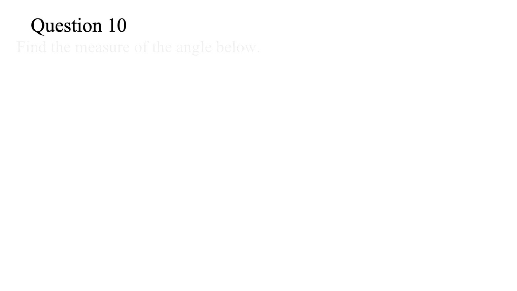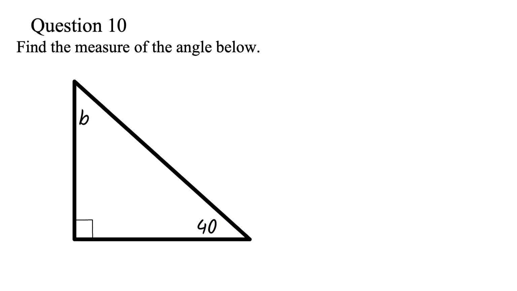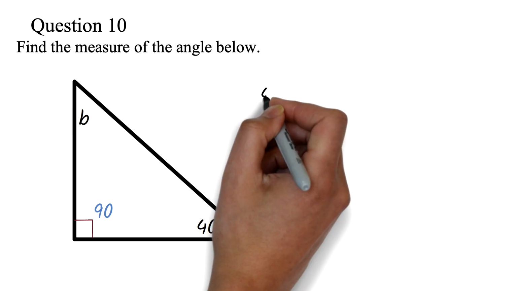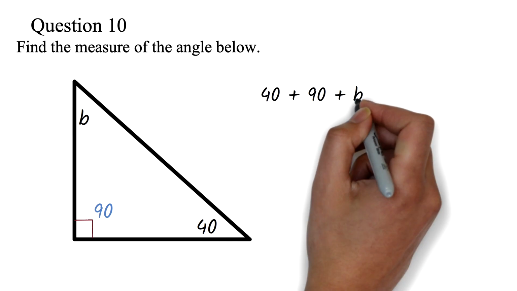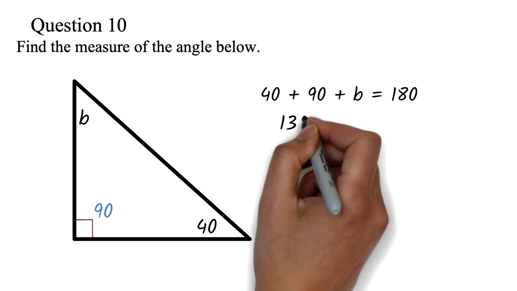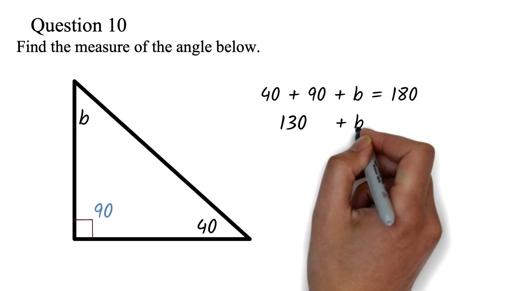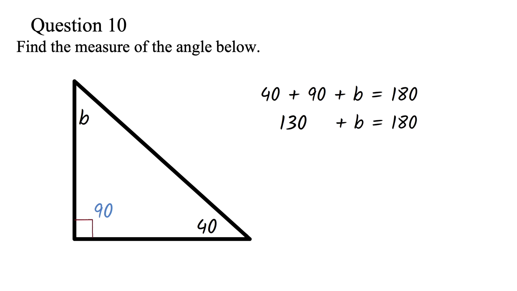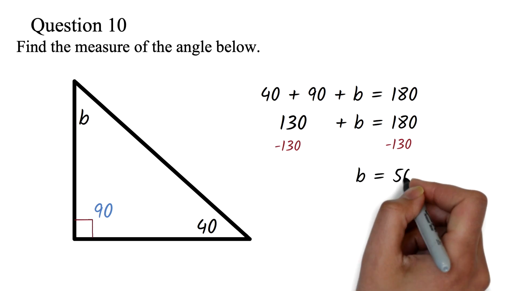Question 10. Find the measure of the angle below. Here, the first thing you have to identify is that this is a right triangle because of this mark here. This means this angle is 90 degrees. We know that the sum of the interior angles of a triangle is 180 degrees. So we can add 40 plus 90 plus b, and this must be equal to 180. 40 plus 90 is 130. We have 130 plus b equals 180. One-step equation. Subtract 130 from both sides to get b equals 50 degrees.